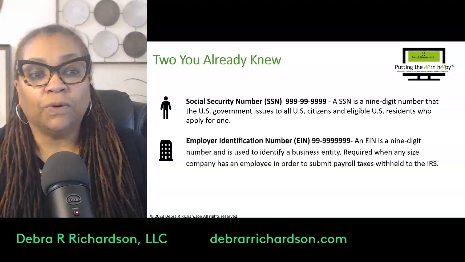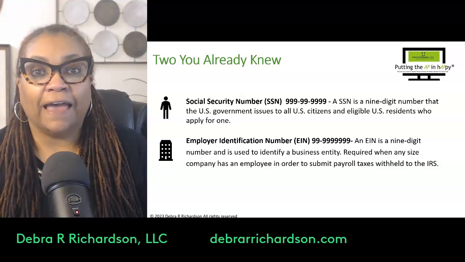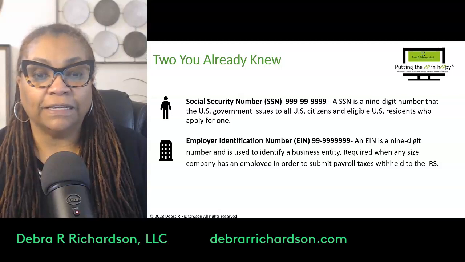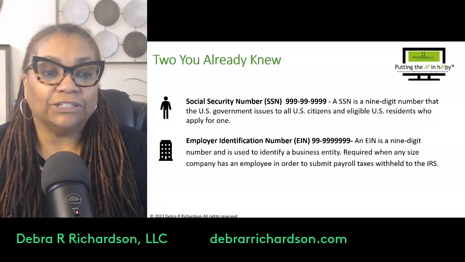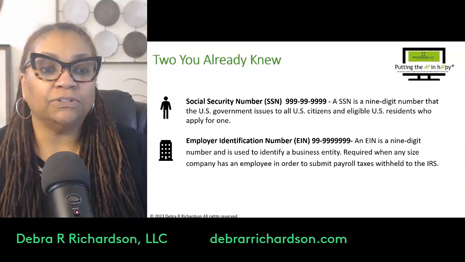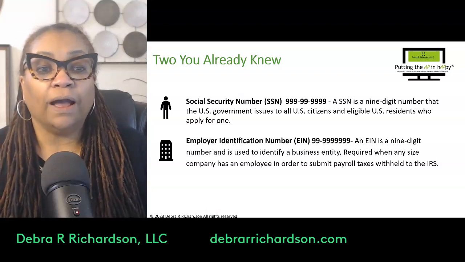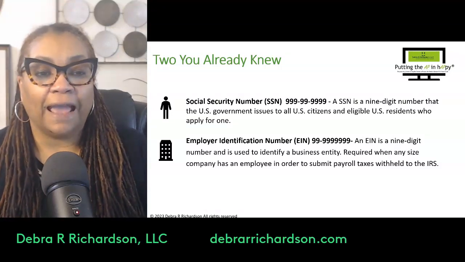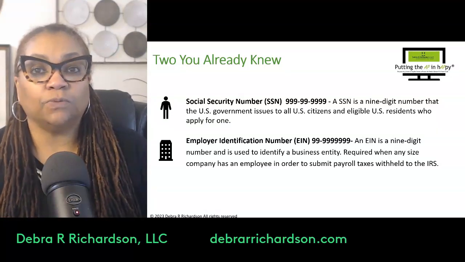The next one is the Employer Identification Number, or EIN, and that one is the only one of the four that's formatted differently, and you can see that on the screen. But the EIN is a 9-digit number also, and it's used to identify a business entity. Now, it is required when any size company has an employee in order to submit payroll taxes withheld to the IRS.